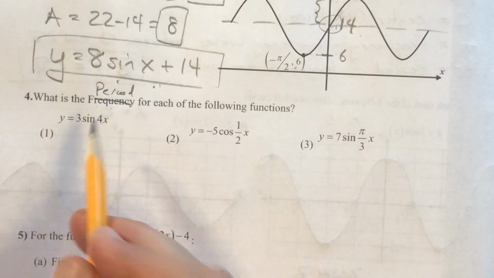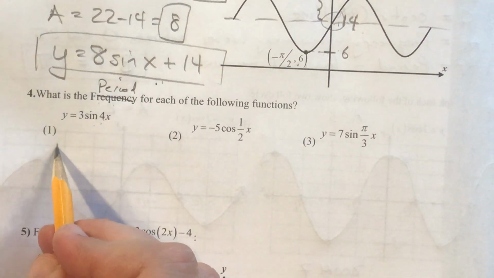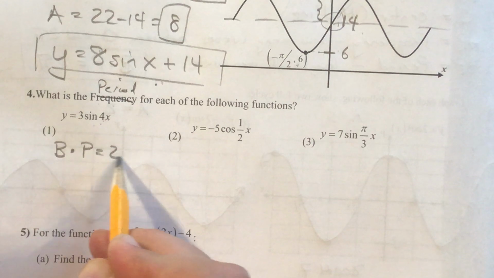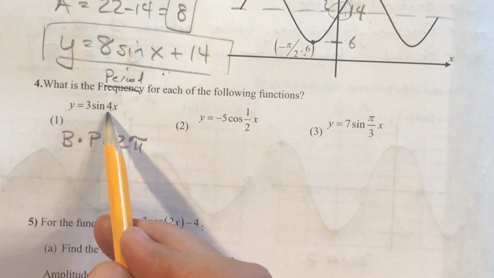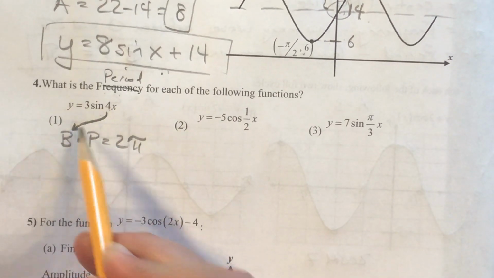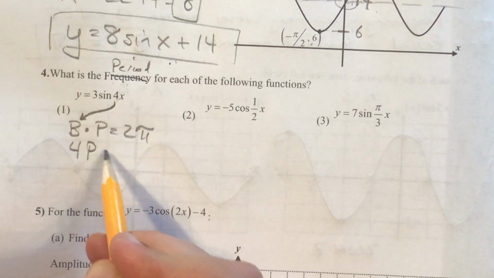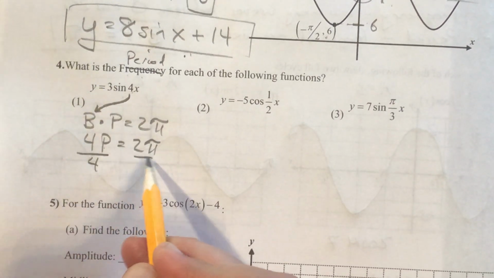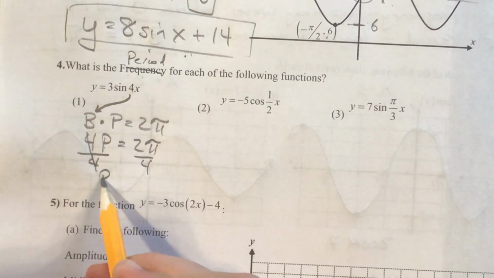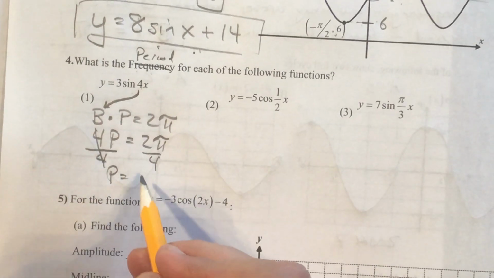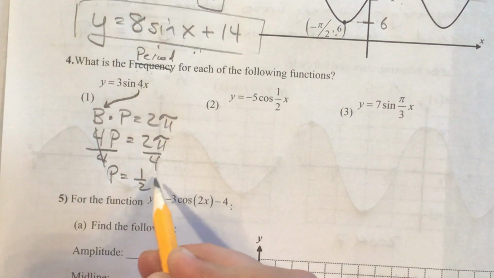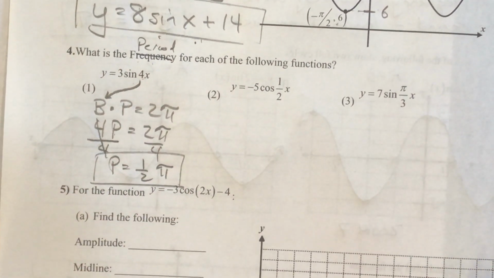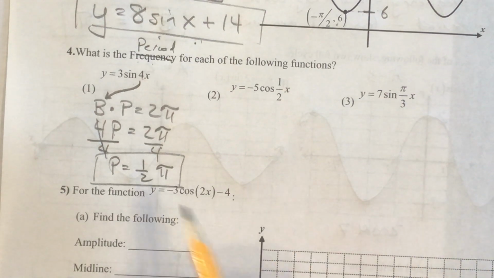Okay. So I got the frequency. And what do we need to know? Frequency times the period is always 2 pi. That's it. Well, 4 is the frequency. So 4p equals 2 pi. I want to get p by itself. It's pretty easy. Divide by 4. I'm done. Well, let's reduce it. 2/4 is the same thing as 1/2. 1/2 pi. Or you can say pi over 2 if you like. But 1/2 pi. That's the period. That's the length of one wave.